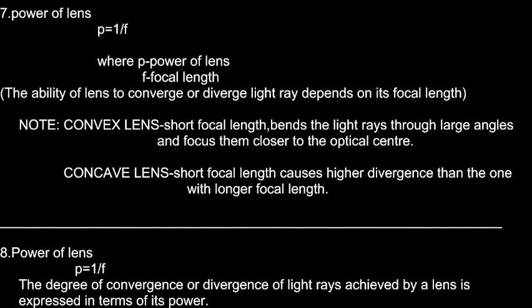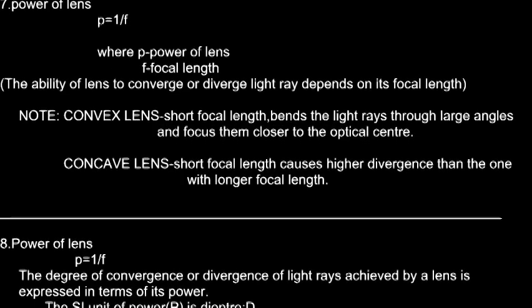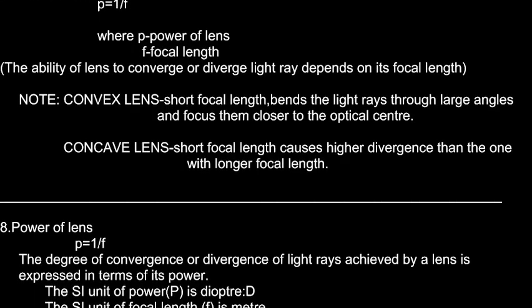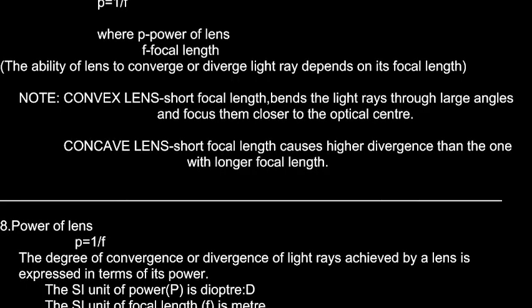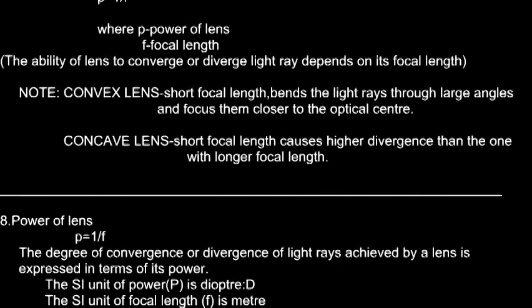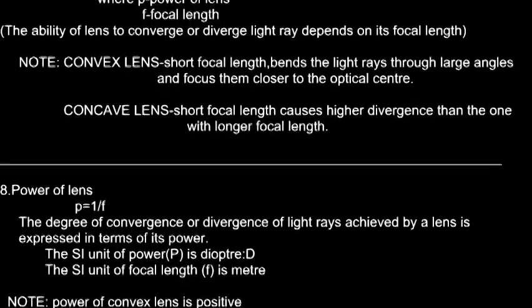Then the concave lens, just the opposite of that. If a concave lens has a very short focal length, it causes higher divergence than one with a longer focal length. As we have the formula, P is inversely proportional to the focal length. More the focal length, less the power; less the focal length, more the power. Remember this one.